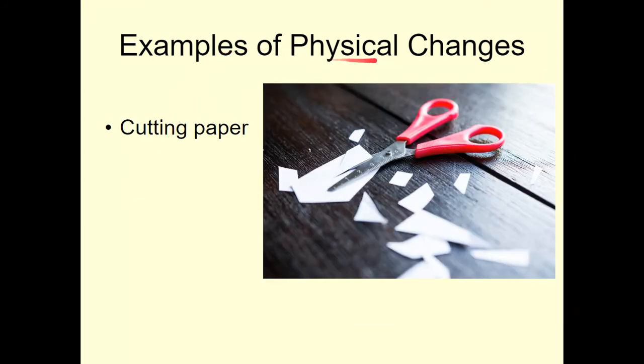Okay, another example of a physical change is just cutting paper, right? Or you change the shape of something. You're not changing what it is, you're just changing its shape. So if you take a piece of paper and you cut it, it's just changing the shape of it.